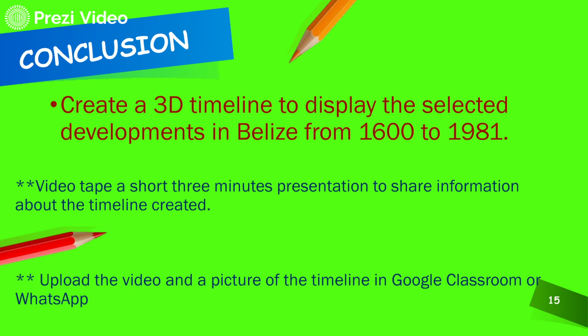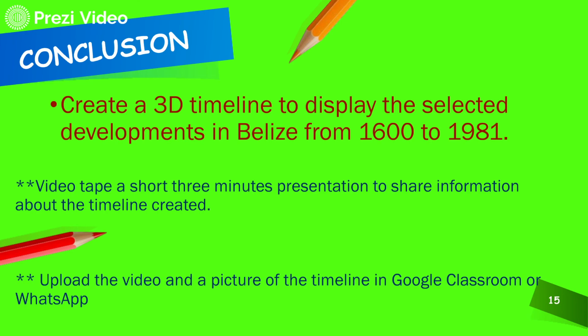After you create your timeline, but let me explain to you that you need to be very creative with this. Very creative. You will videotape yourself and then upload that video presentation into Google Classroom or on our WhatsApp platform. Please don't make your video too long. Keep it at 3 minutes maximum. Be creative with your timeline.